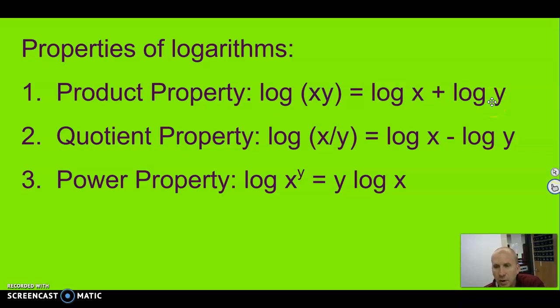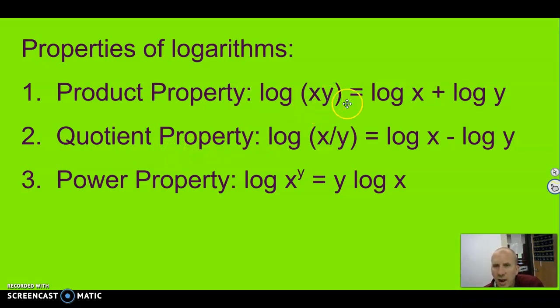It's something that's true. And like I said, it has a lot of applications when we get to higher level solving stuff, especially with some money math that we're going to get into next year. All right, the quotient property, it should kind of follow common sense.